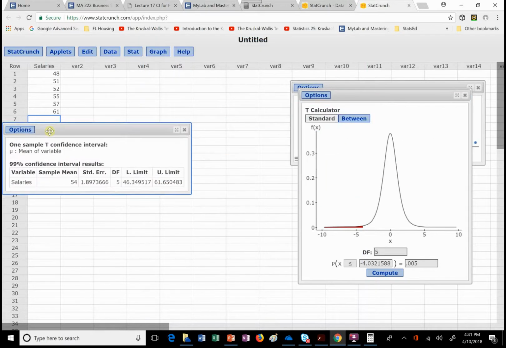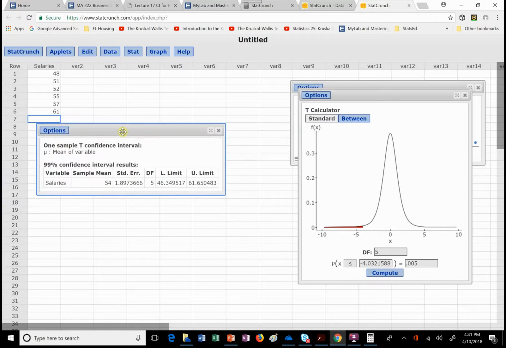And notice we get the same answer, right? So if we interpret this, what does this say? This says the lower limit, the lower endpoint, is 46.35. Well, that's what we found. The upper limit, the upper endpoint, 61.65. It tells us the standard error, which we knew. We figured that out. It tells us the degrees of freedom. It tells us the sample mean.